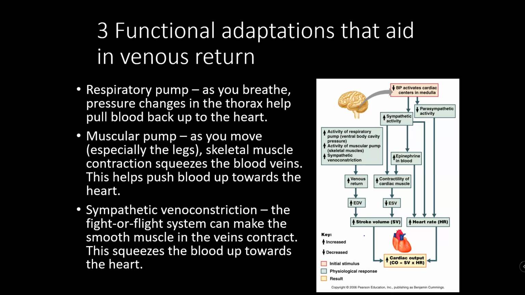Now the hand on your abdomen probably went in a little bit. So not only did you create a low pressure area in your thorax, you created a higher pressure area in your abdomen to squeeze the blood up towards your thorax. So just breathing helps to get the blood back up to the heart. If you breathe more deeply or more frequently, you can actually increase venous return because you're using the respiratory pump more often.